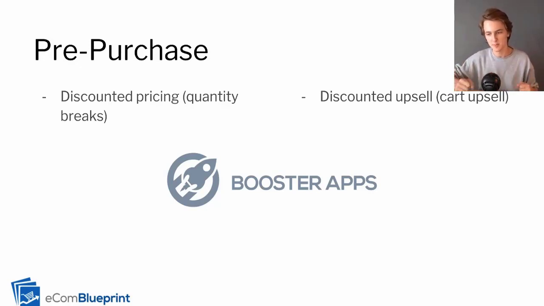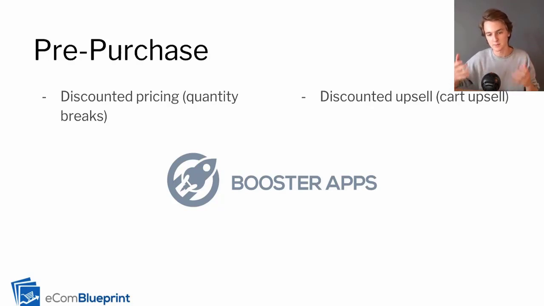Now this can work great, and so that's one thing that you can do. And then the other one is a discounted upsell in the cart. Now this is when the cart meets certain requirements, then you can have a little pop-up in the cart that says, add this item to your order for 30% off, or for only $5, or get an extra pair for $5. Things like that. That's a discounted cart upsell, and those can also work really well.